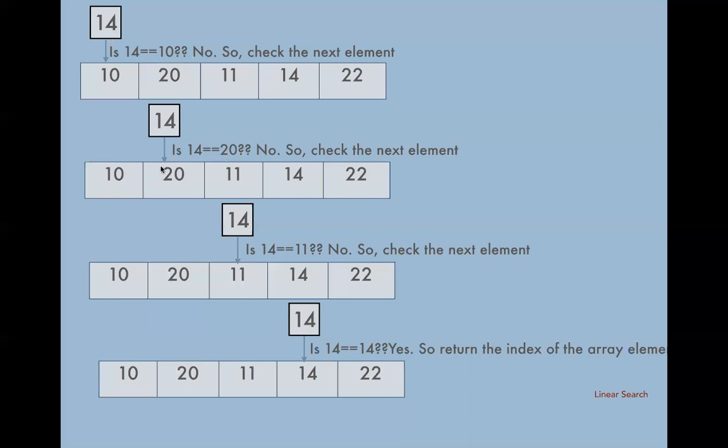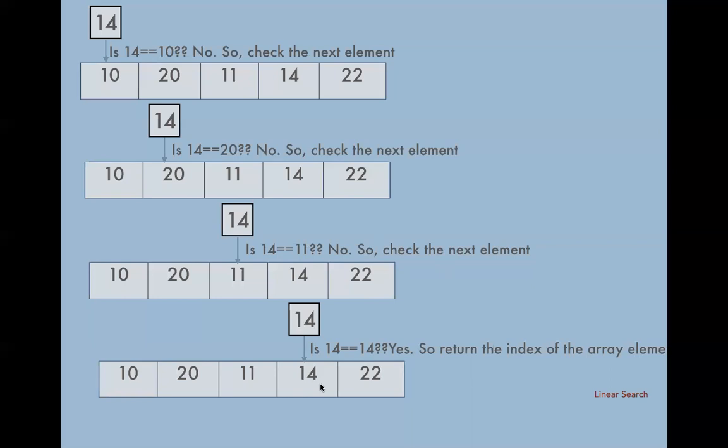So I will have to compare this 14 with the next element. So I'm comparing 14 with 11. 14 is not equal to 11. So I'm checking the next element. I'm going to compare this 14 with this 14. So you can see here 14 is equal to 14. So I have found this X in the array list. So I will have to return the index of the array element.